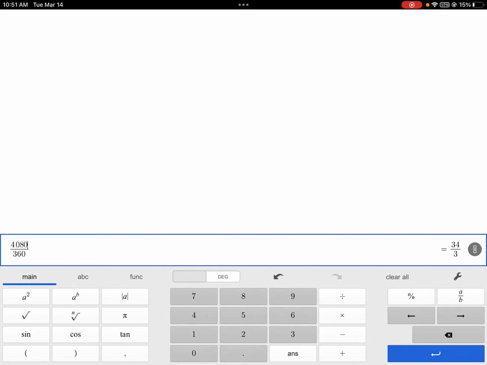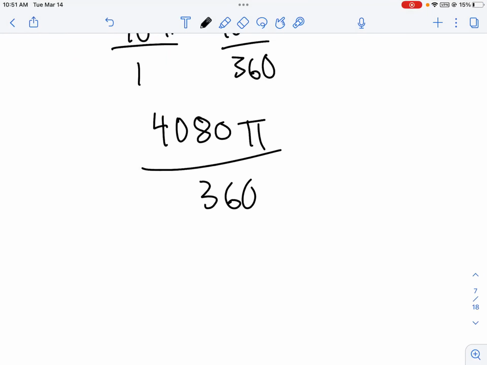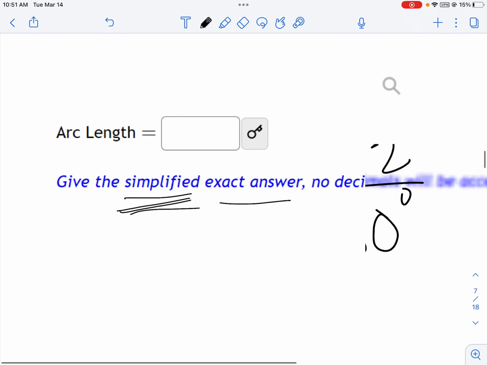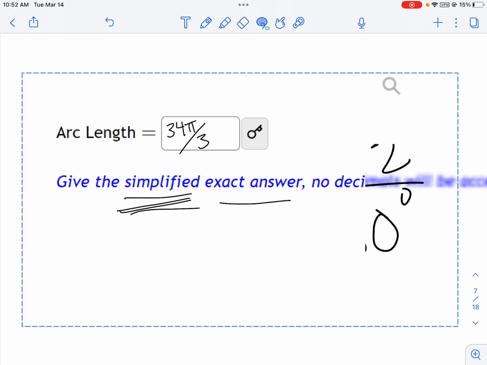But 34 thirds is what we're looking for. Alright, so 34 thirds. And we know pi is in the numerator, so it's going to stay in the numerator. And that is your simplified exact fraction. So 34 pi over 3, and that is your final answer.